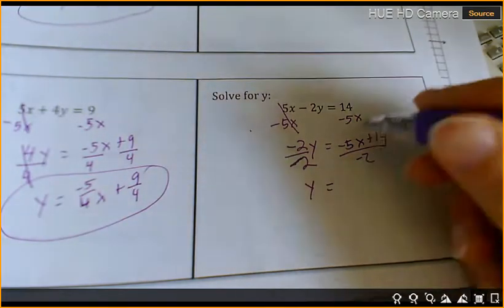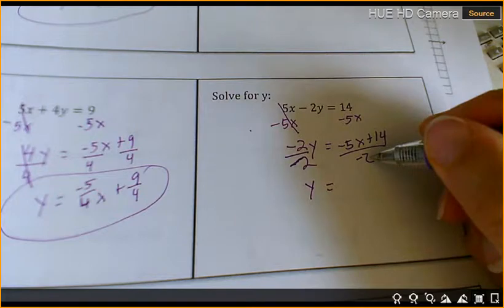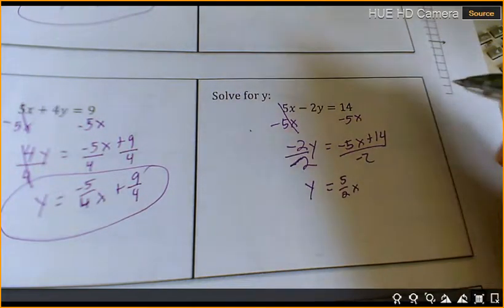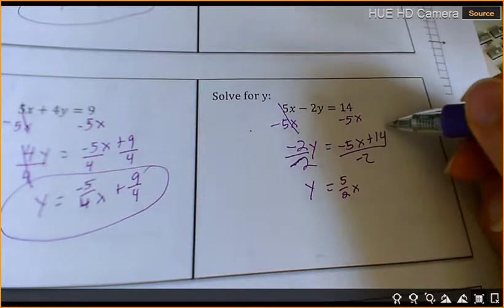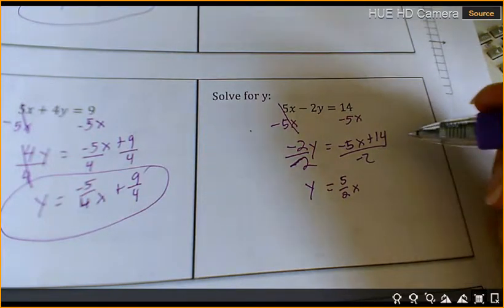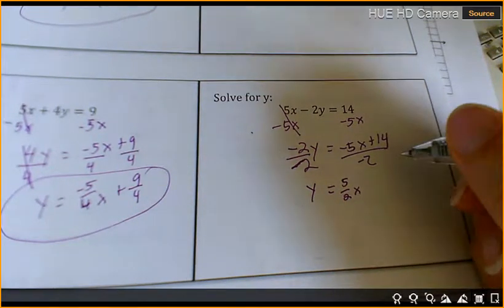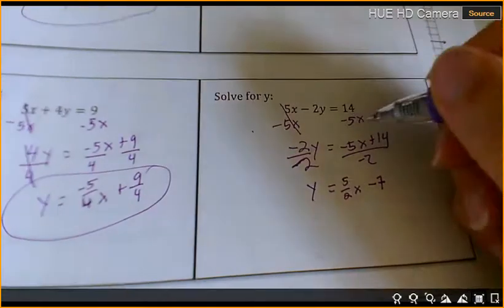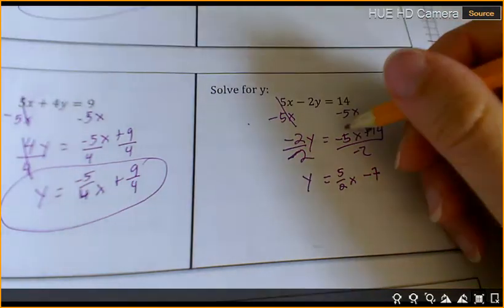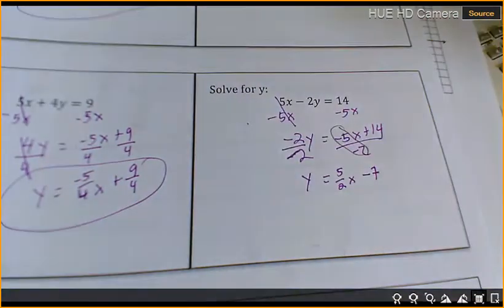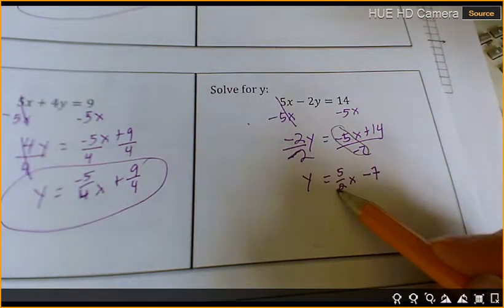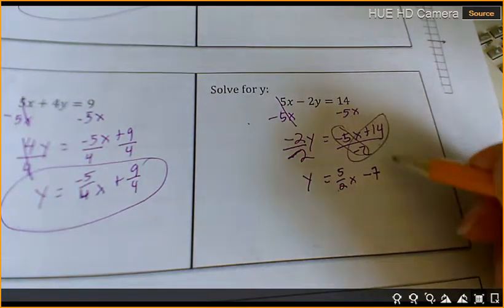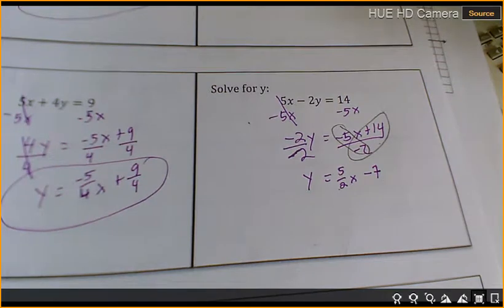So y equals, a negative divided by a negative is a? So I have 5/2 x, and 14, positive 14 divided by -2 is? What kind of 7? Okay. See how this is a negative divided by a negative? That's why we had a positive down here. Okay. See how this is a positive divided by a negative? That's how I got a negative down here.